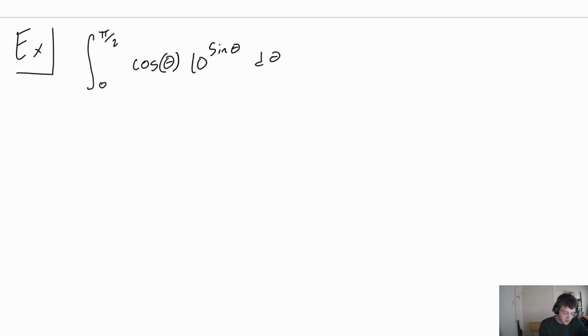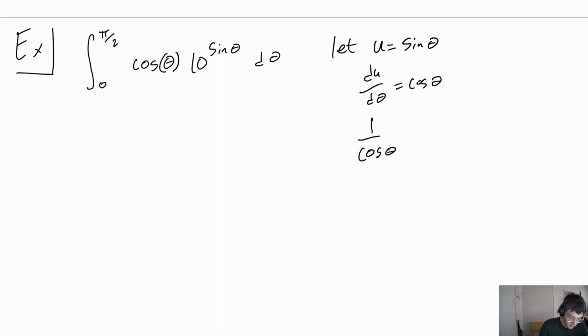Yeah, right, we can use u substitution. We can let u equal sine theta. Well, then du d theta equals cosine theta. Manipulating both sides, we're going to get that 1 over cosine theta du equals d theta. We found that by multiplying both sides by d theta and then dividing both sides by cosine theta.